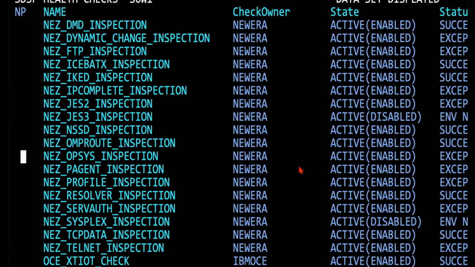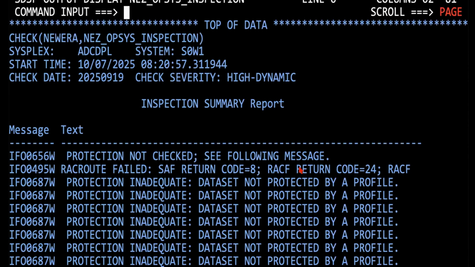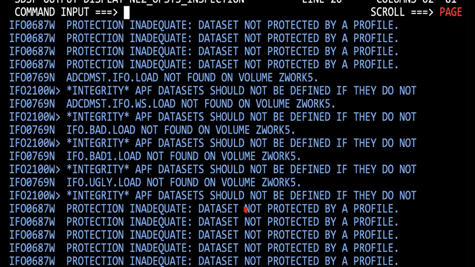And here it is right here, and we can take a look at that. And I'm on a development system, so there's limited security, and so you can see that one of the findings that is being made has to do with RACF route failures, protection inadequate on data sets, and in my case, this just goes on and on. Things like bad load libraries not found on the volume that they're specified on. That's not a good thing.